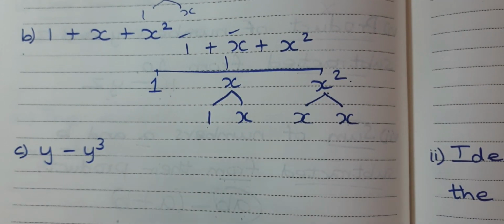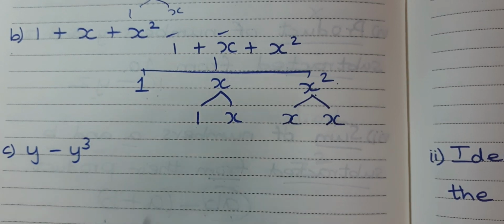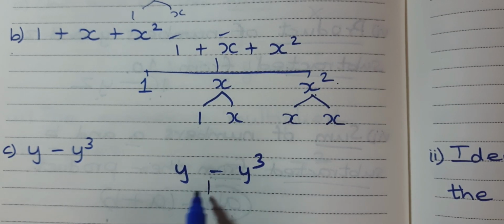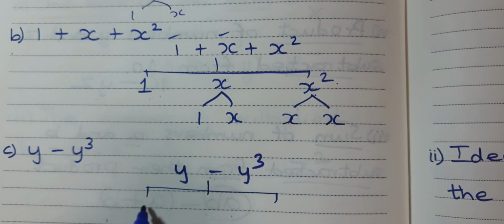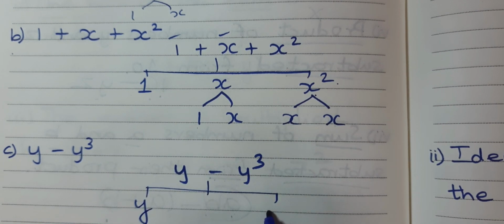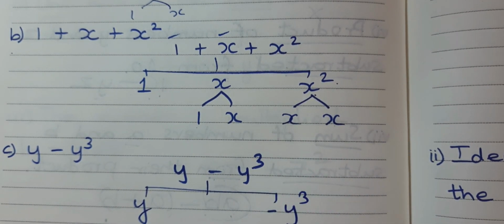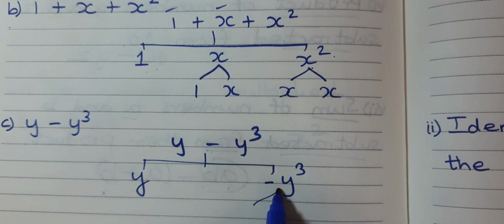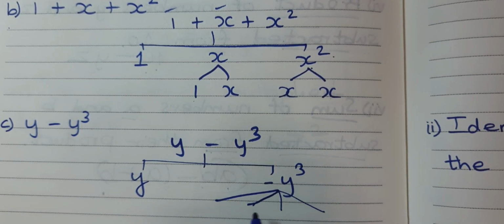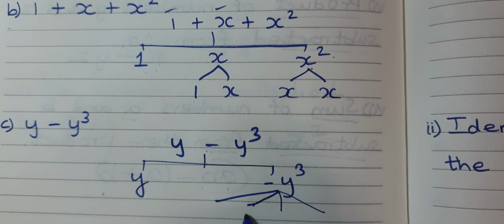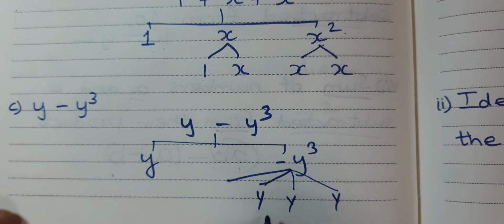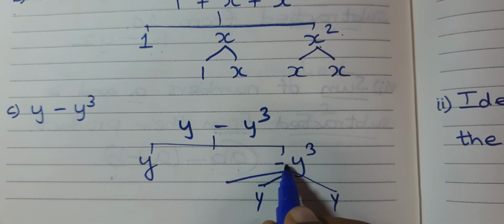Okay. Next is y minus y cube. Let me write y minus y cube as it is. From that I have to write the terms first, y and minus y cube. Next I have to find the factors. So y cube can be written as y into y into y, 3 times y. So y gives the y cube, and the remaining I am having is the minus.